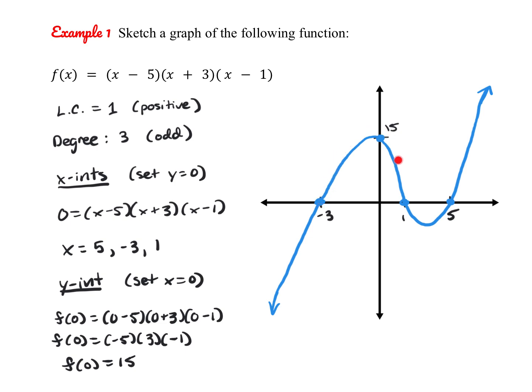What's happening in between, we would actually just need to plug in more values. We could plug in f of negative 2, f of negative 1, f of 2, 3, 6 to get a more accurate graph. So again, what's happening in between, we would need to do more work to make a more accurate graph. This is a super rough sketch, but it gives us a really good idea of what our graph looks like.